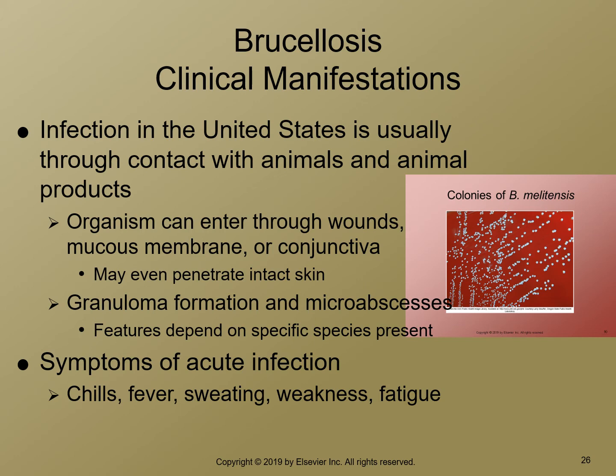Brucella can enter the body through abraded skin, mucous membranes, or the conjunctiva. After an incubation period of 1 to 3 weeks, Brucella are disseminated through the bloodstream, where monocytes then ingest them. Depending on the species, either granuloma or microabscesses form. Brucella abortus usually causes granuloma, whereas Brucella melitensis usually causes microabscess formation. Symptoms of acute Brucella infection include chills, fever, sweating, weakness, and fatigue.